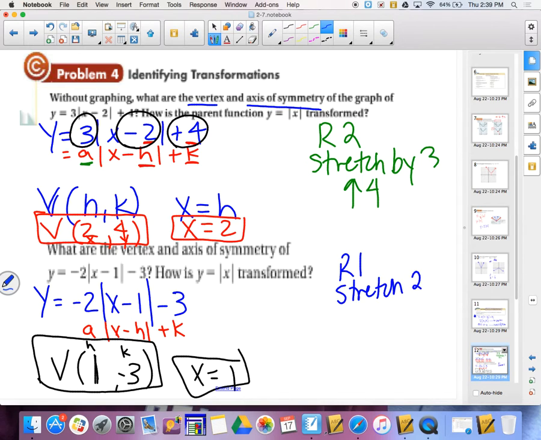Why not move it 2? Because the negative is 2. So what does the negative tell me I'm going to do to it? The negative tells me I'm going to reflect it. So now instead of looking like this, it looks like this. Instead of making a V, it makes an upside down V because I've reflected it. And my last thing would be down 3.